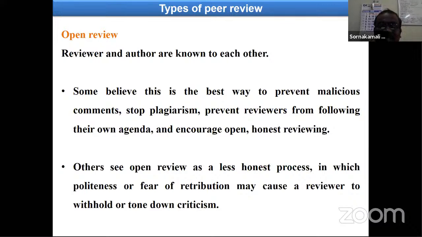So encourage the open and honest review. But most of the scientists are not supporting the open review system. They feel that it is a less honest process. Here, because the authors and reviewers are known to each other, they are in a position to give polite comments, because of fear of retribution or rebuttal from the author. Because of this, most of the time reviewers withhold or tone down the criticism.